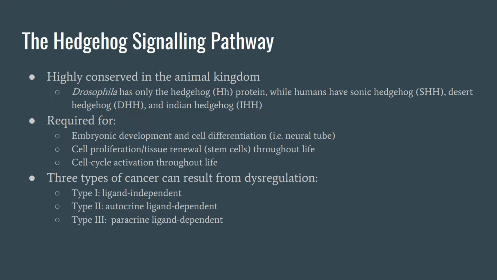The Hedgehog signaling pathway is highly conserved in the animal kingdom. As we see here, there are many iterations of the Hedgehog signaling protein. It is required for embryonic development and cell differentiation and is important for cell cycle activation throughout life. There are three types of cancers that can result from dysregulation of this pathway. Type 1 is ligand independent, type 2 is autocrine ligand dependent, and type 3 is paracrine ligand dependent.